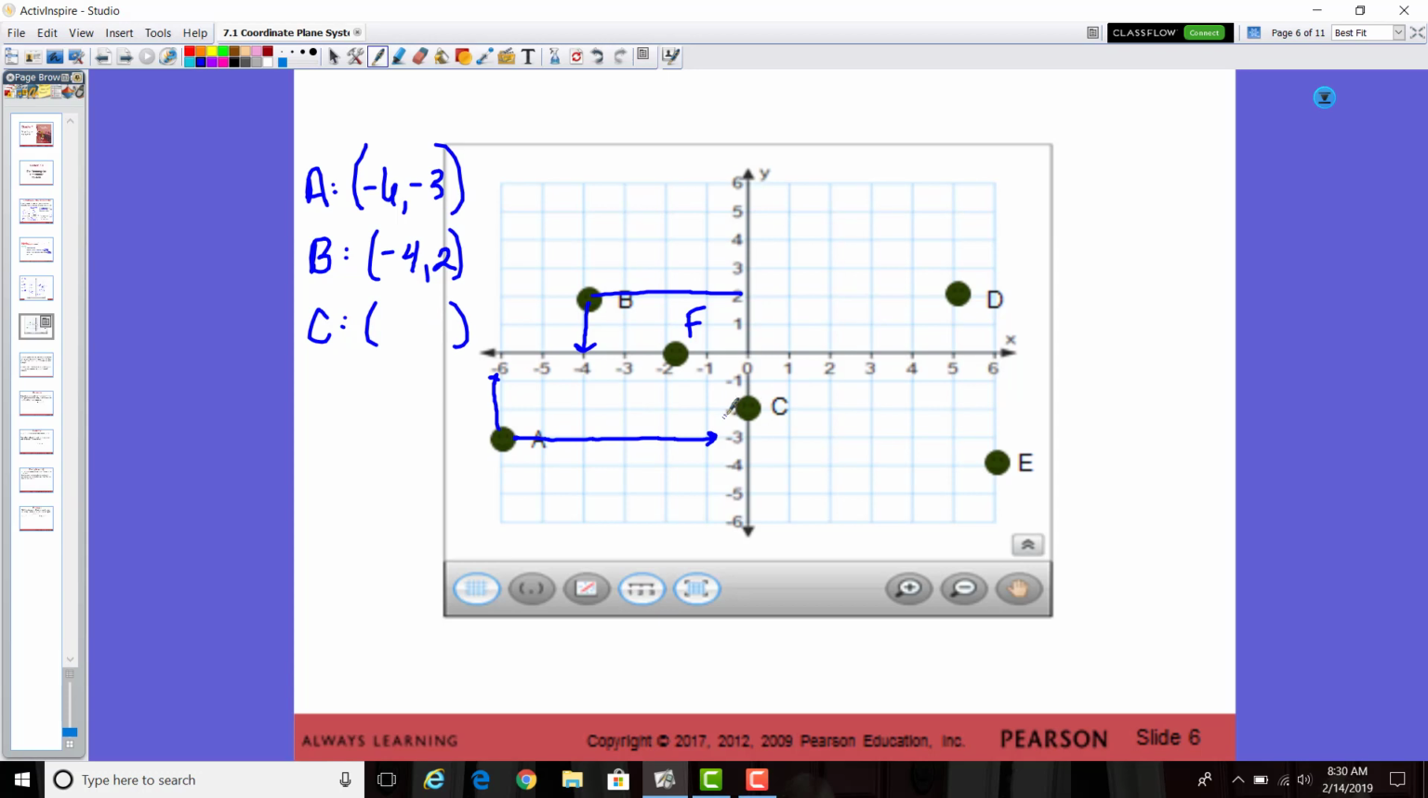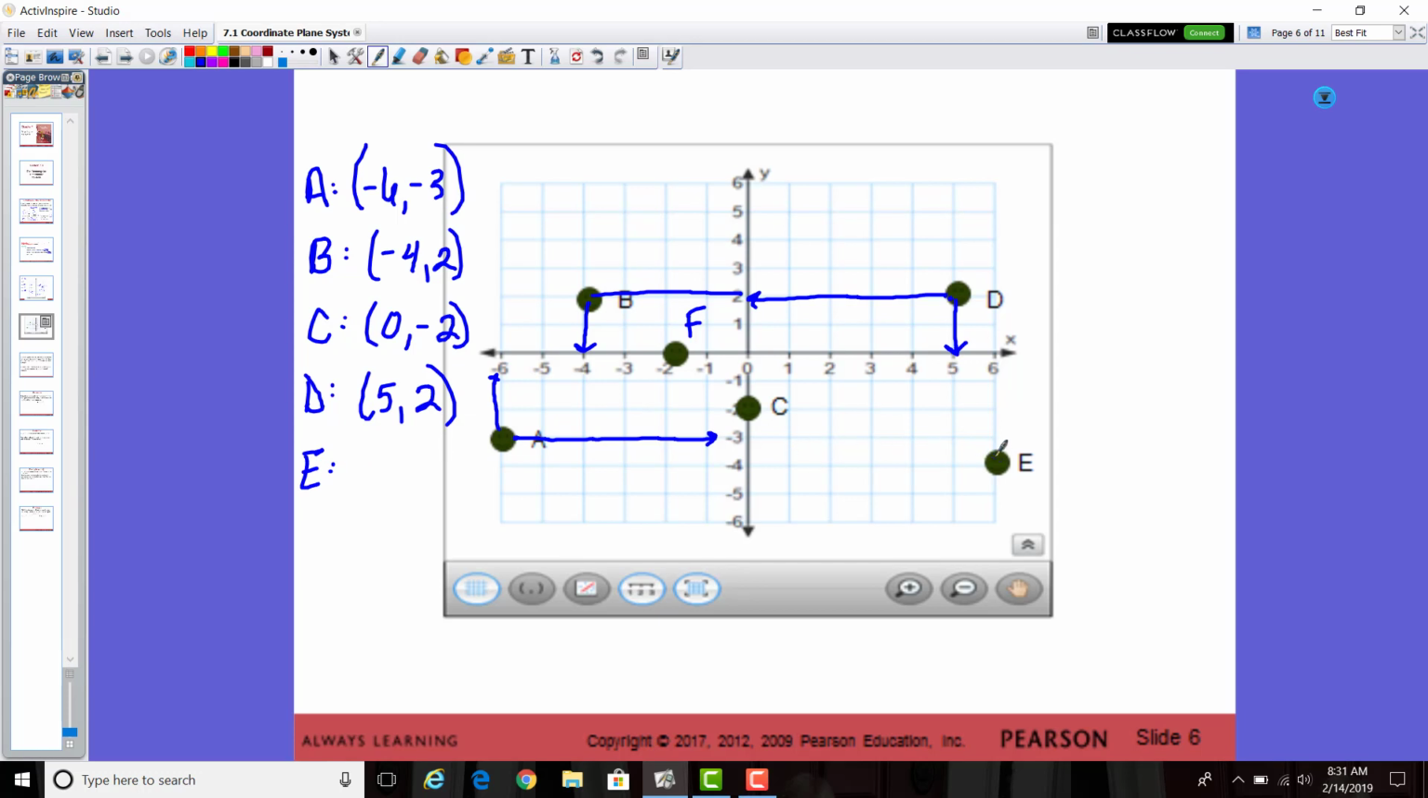Our C is a point sitting on the y-axis. So since from the origin we did not move left or right, our x value will be 0. We went down the y-axis to -2. D is in the first quadrant, so it'll be positive. Our x value is 5. Our y value is 2, so that is the point (5, 2).